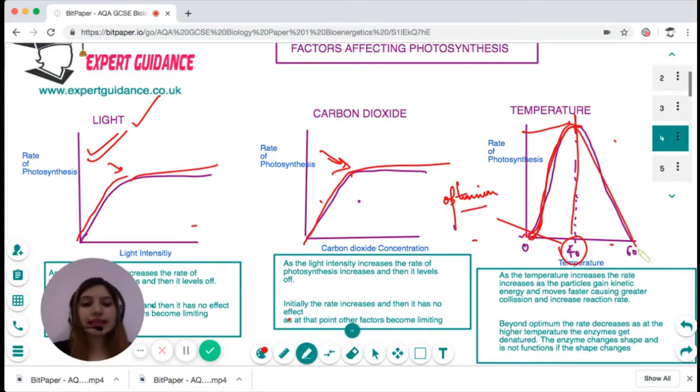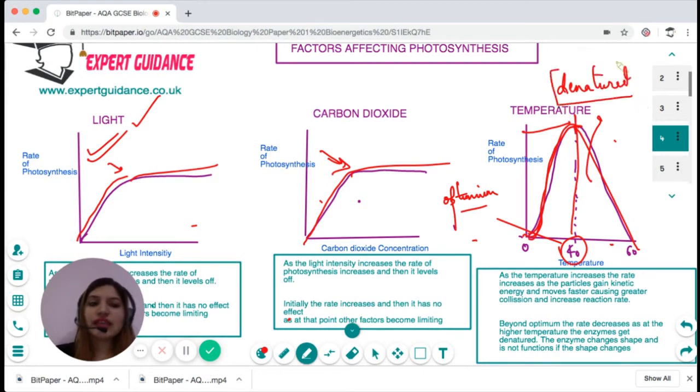Why is that? Because a temperature greater than 40 degrees is not good for the enzymes. You need to remember at this point, you have to use this word: the enzyme gets denatured. Now, what is the denaturation of the enzyme? With high temperature, the proteins, and enzymes are generally proteins, change their shape, or the enzyme changes its shape. As the enzyme changes its shape, it is no longer effective, as the substrate molecules can no longer bind to it, and that decreases the rate of photosynthesis suddenly.